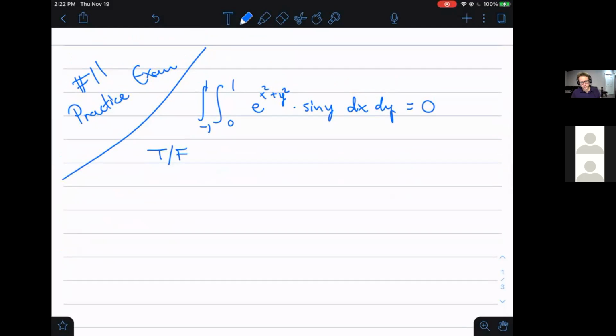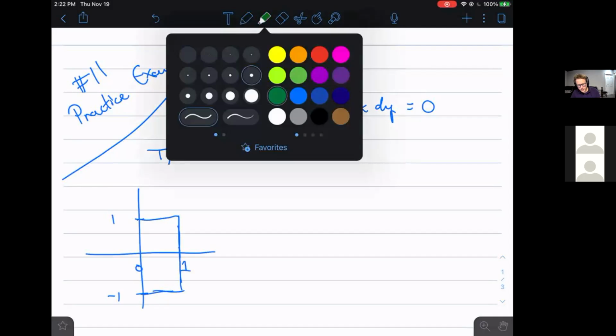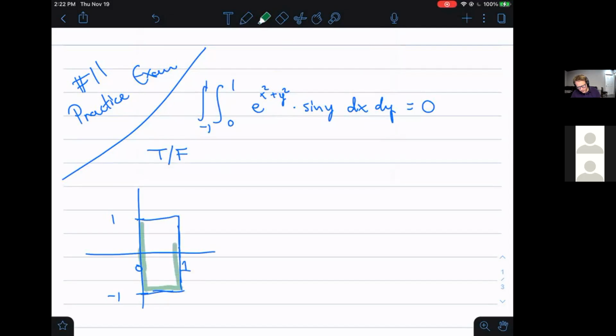So let's think about first our region of integration here. With our region of integration, we have x's ranging from 0 to 1, so x equals 0 to x equals 1. And then our y's are ranging from -1 all the way up to 1. And all of these are nice constants, so it's just a rectangle. This is like a 15-2 style setup here. And so what we're trying to integrate over is this bit right here.